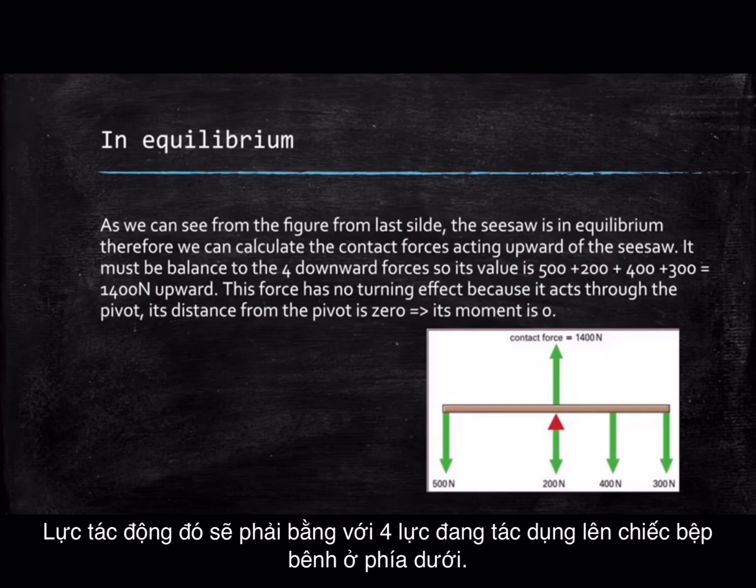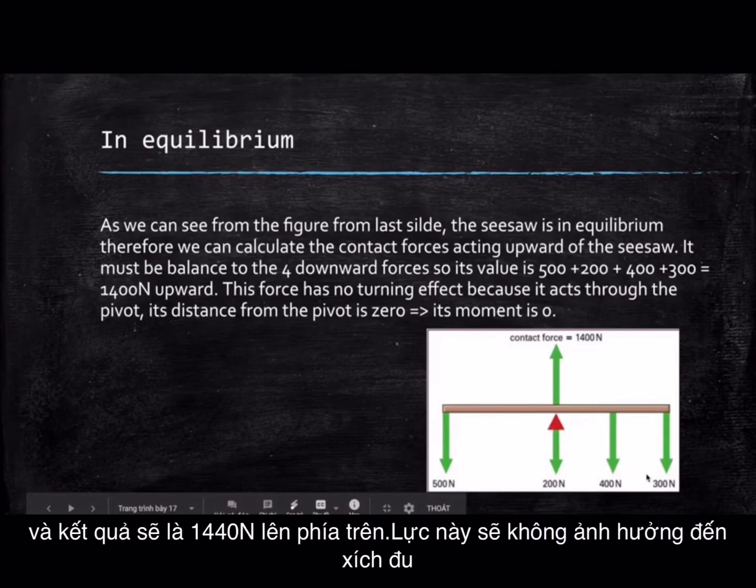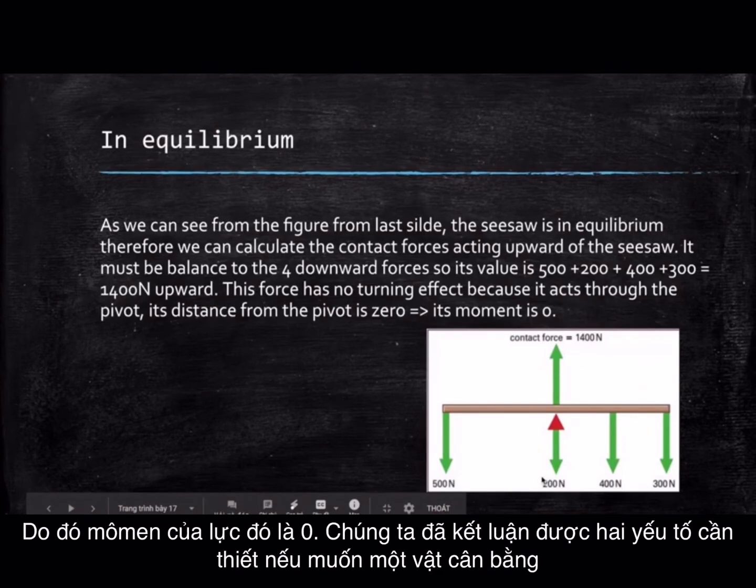It must balance the 4 downward forces, so its value is 500 plus 200 plus 400 plus 300. That means 1,400 Newtons upwards. This force has no turning effect because it acts at the pivot. Its distance from the pivot is 0, therefore its moment is 0.